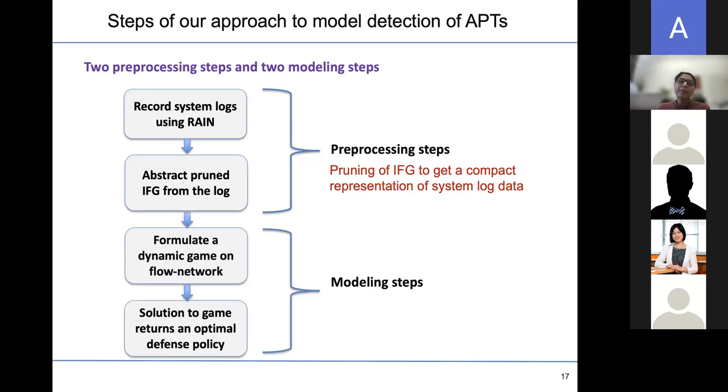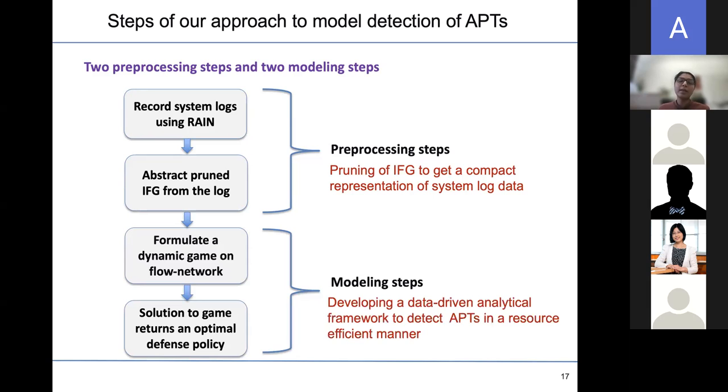All right. Then we formulate a dynamic game on a flow graph that we construct from this pruned IFG. Finally, we solve this game in such a way that the solution gives an optimal defense policy. What I mean by optimal defense policy is: where do I place the security checkpoints? In that information graph, which nodes do I choose as security checkpoints, and with what probability do I need to choose them? This gives a data-driven approach because we construct the IFG from the data, and also an analytical approach because we solve this game to give convergent algorithms with guarantees.